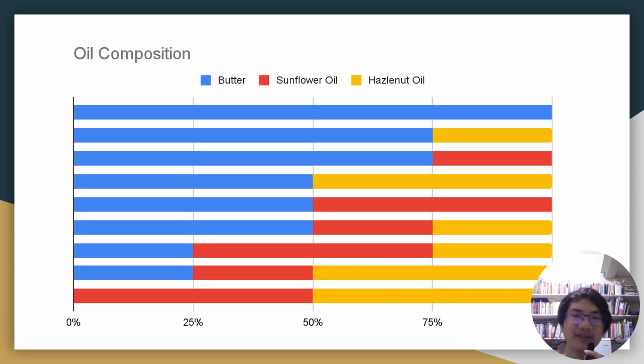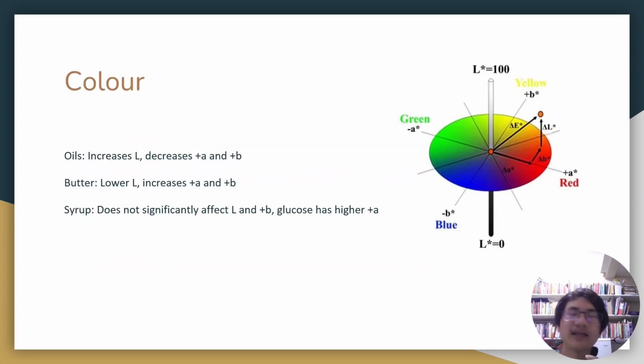So here, these are the compositions of oils. Take note that this is going to be tested against either glucose sugar syrup or sucrose sugar syrup, so it's going to be times by 2. And on to the result and discussion.